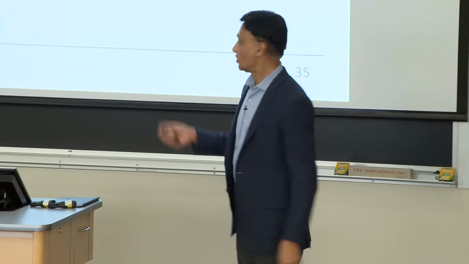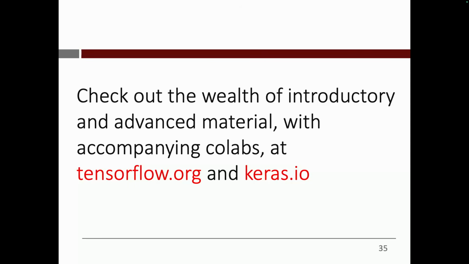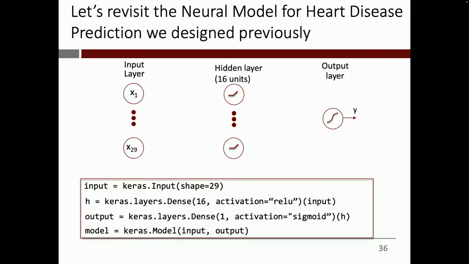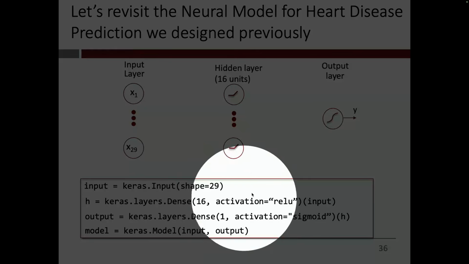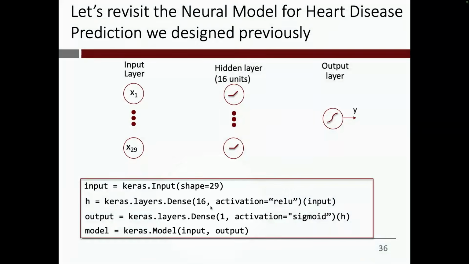Okay, there is a whole bunch of stuff here on these websites, so check them out. Lots of Colabs are available. So now, if you go back to the neural model for heart disease prediction, this is what we came up with in the last class, right? We had an input layer, one dense layer with 16 neurons, ReLU neurons, an output layer with a sigmoid, and then boom, that was the model.